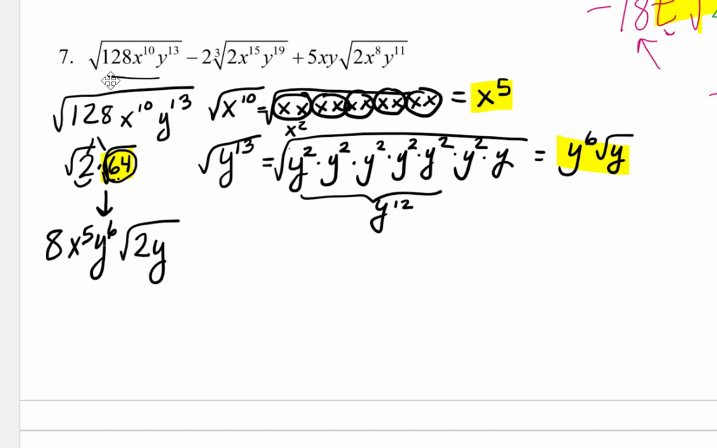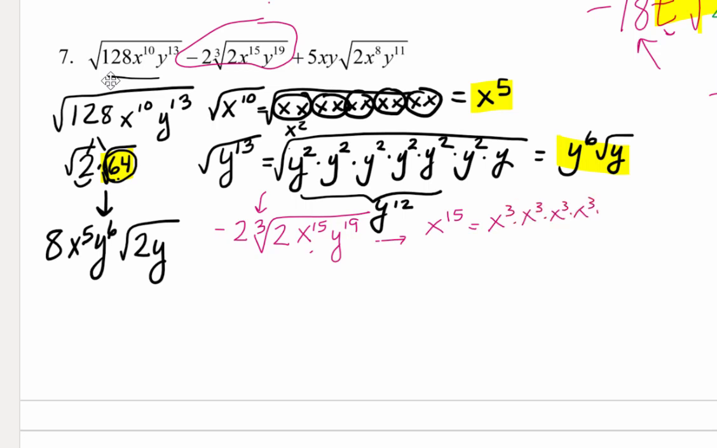Now we're going to go to the second term. Let's change that color. And we have negative 2, but now this is a cube root. Oh, did you catch on to that? The index is 3, so we're looking for perfect cubes. So 2x to the 15th, y to the 19th. For x to the 15th, we're looking for how many groups of 3 x's can we make? Because x times x times x is x cubed, right? So we can make 5 groups. Let's write that here. We can make 5 groups of x cubed.